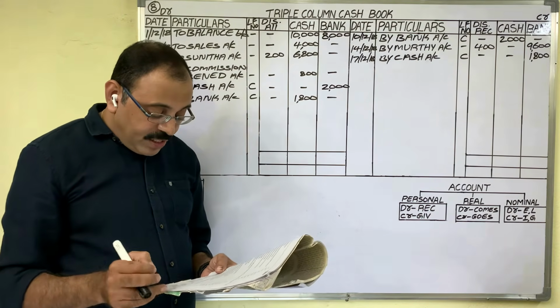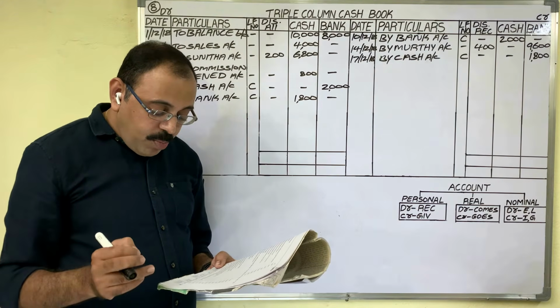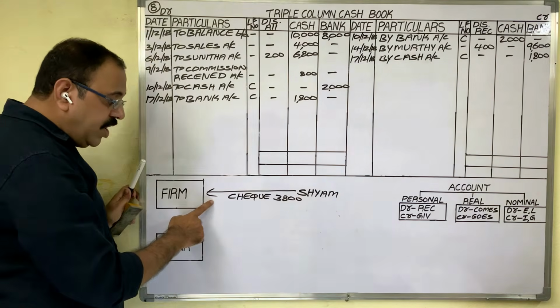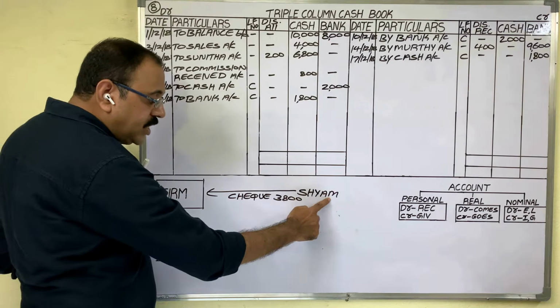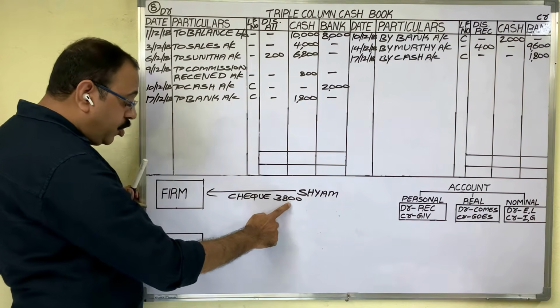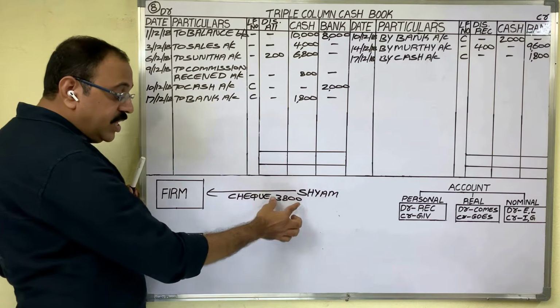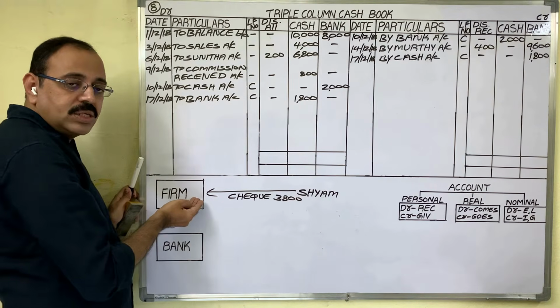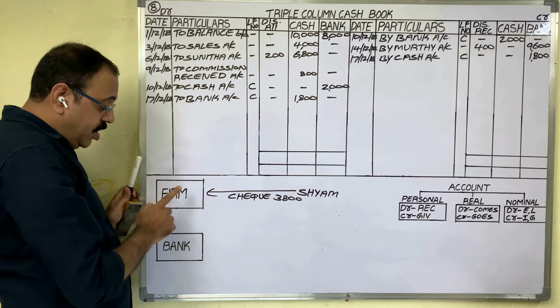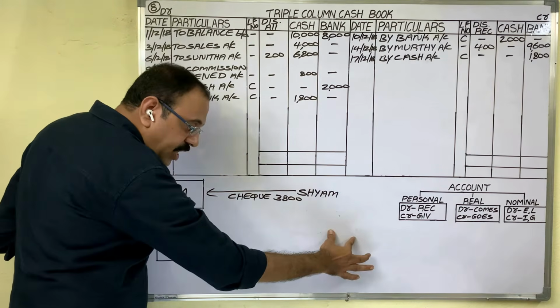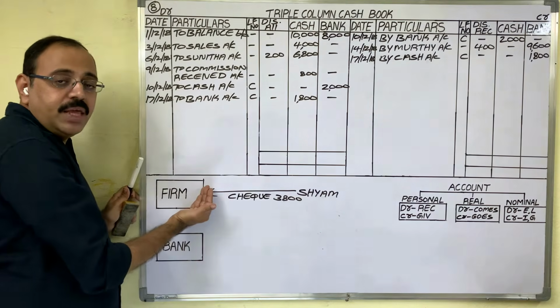24th date. Received check from Shyam, deposited in the bank 3,800 rupees. On 24th day, Shyam has given 3,800 rupees to us. How? Not in cash form. For this amount, he issued a check to us. Actually speaking, we should go to his bank. We should present this check and we should take the money.